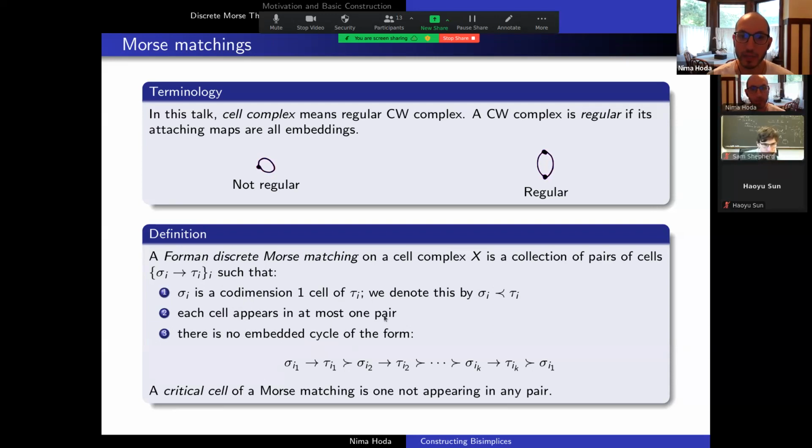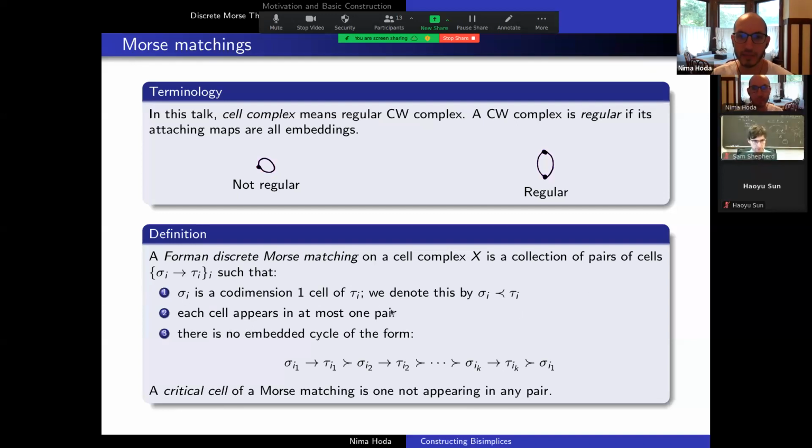Satisfying three conditions. So the first condition is that sigma I is a codimension 1 cell of tau I. So sigma I is contained in tau I, and it has dimension 1 less than tau I. That codimension 1 condition I'm going to denote by sigma I less than tau I with this particular less than symbol. That's the first condition.